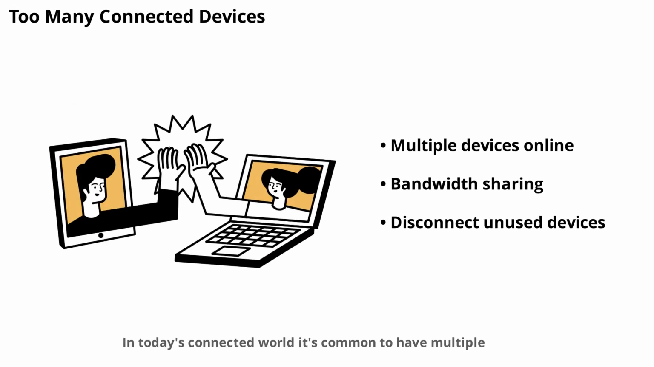In today's connected world, it's common to have multiple devices using the same internet connection: smartphones, laptops, tablets, smart TVs, and more. Each device takes up a portion of your available bandwidth. If too many devices are online at once, your speed can drop significantly. Consider disconnecting devices that aren't in use or limiting high bandwidth activities like streaming and gaming during busy times.